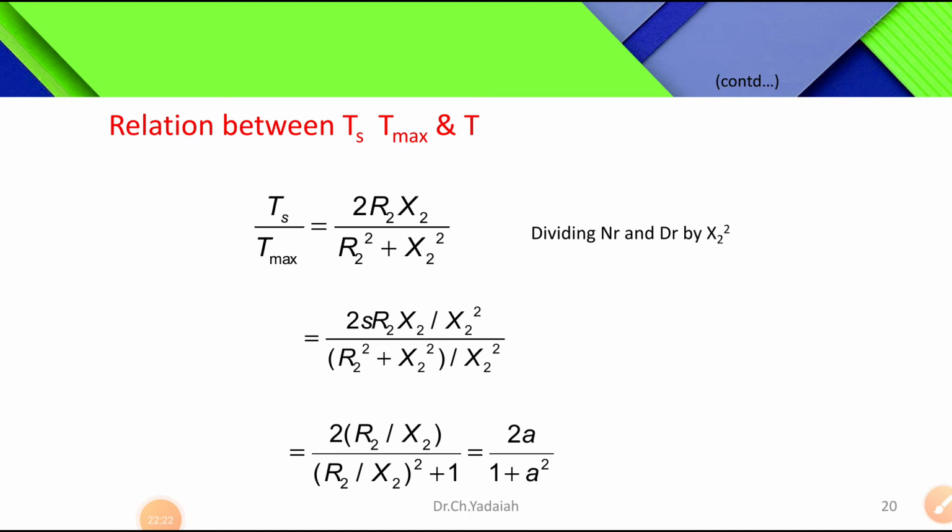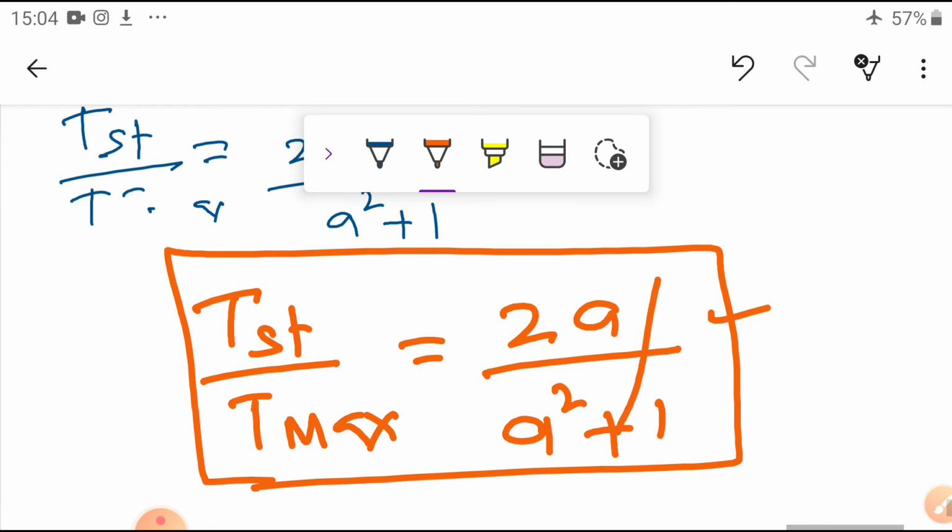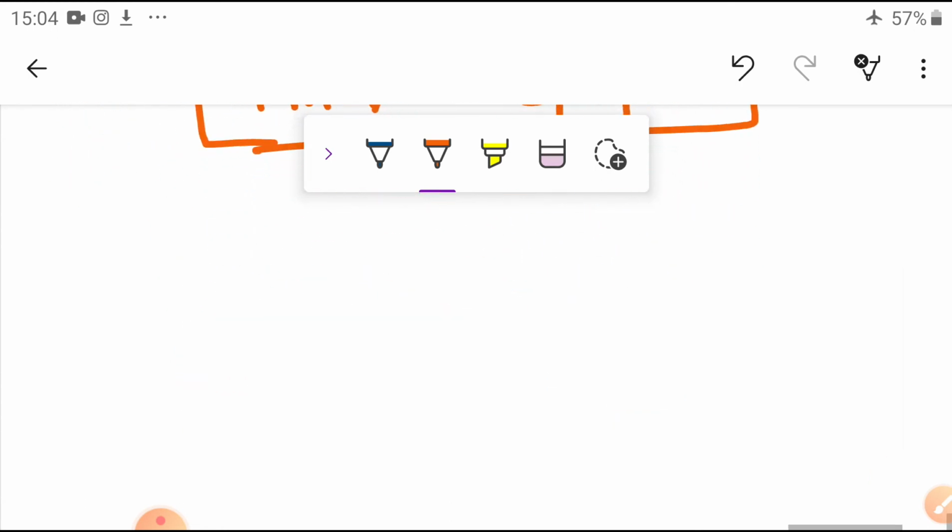Then you can easily understand the significance of the maximum torque, full load torque and starting torque. Let us take one problem that is very simple. Here is one problem given in the textbook. What is the problem?